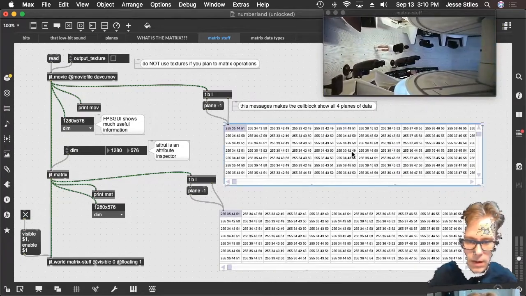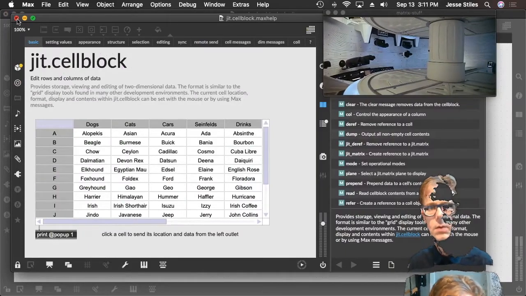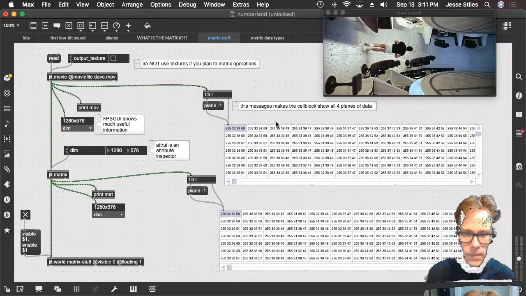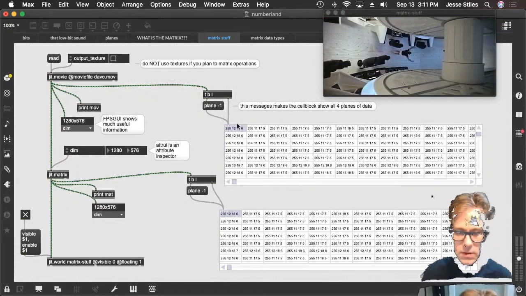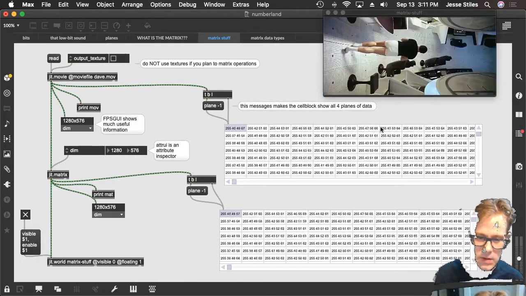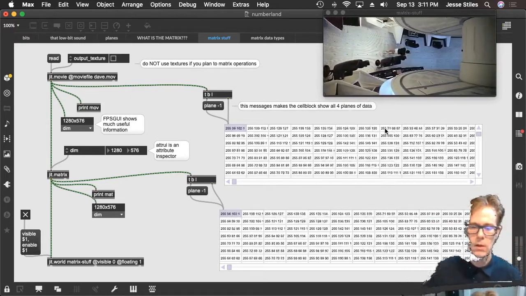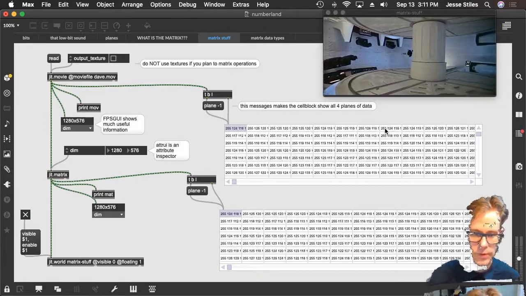And here I'm using an object called jit.cellblock, which is sort of like a spreadsheet for jitter matrices. And this message shows me all 4 planes at once. So we see the alpha plane, and you'll notice that the alpha plane is set to full opacity everywhere. So every pixel in this matrix is fully visible.